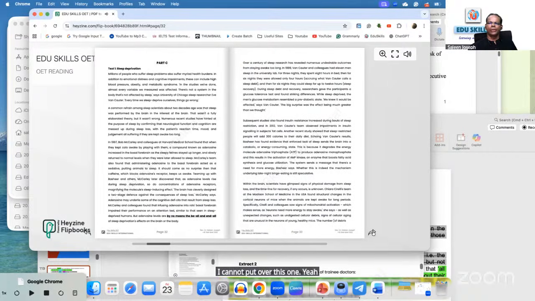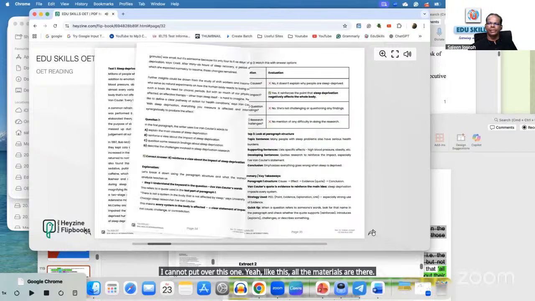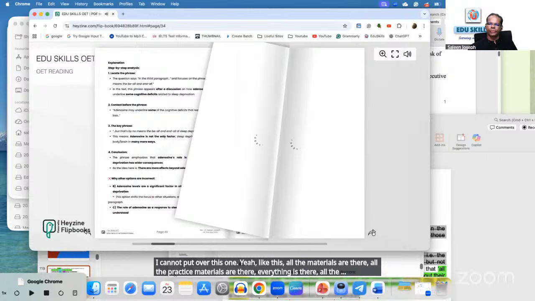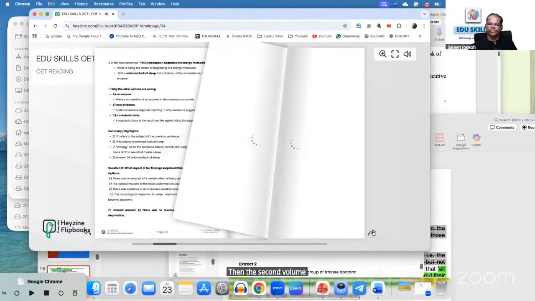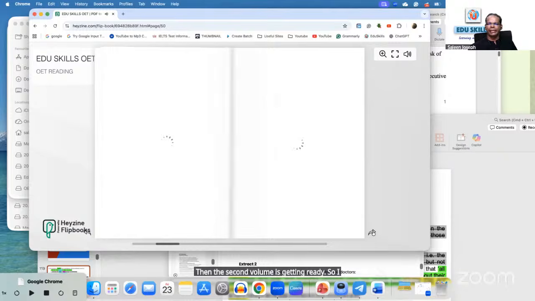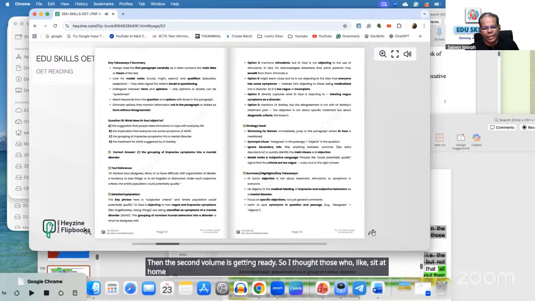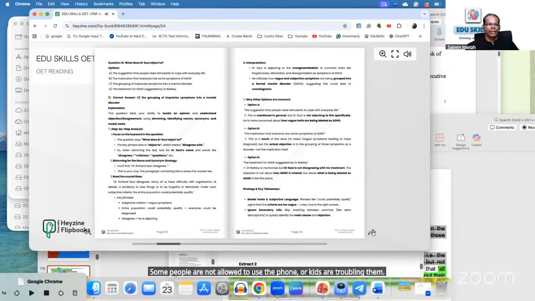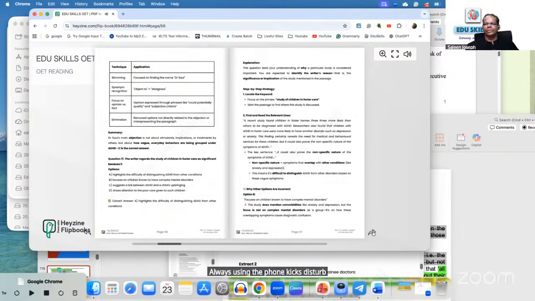Yeah, like this. All the materials are there. All the practice materials are there. Everything is there, all the explanations. And the second volume is getting ready. So I thought, those who sit at home cannot always watch, sometimes there are data issues. Some people are not allowed to use the phone, or kids are troubling them, always using the phone. Kids disturb them. So I thought this can help them. They can sit and read, underline, and write down definitely.